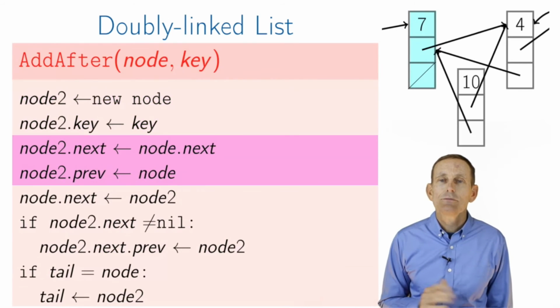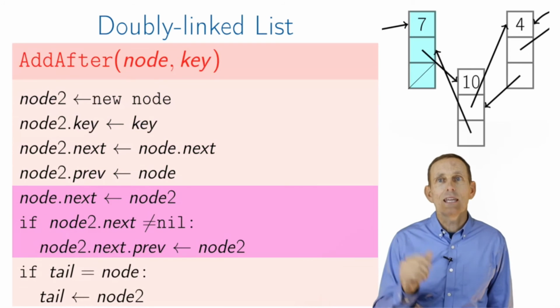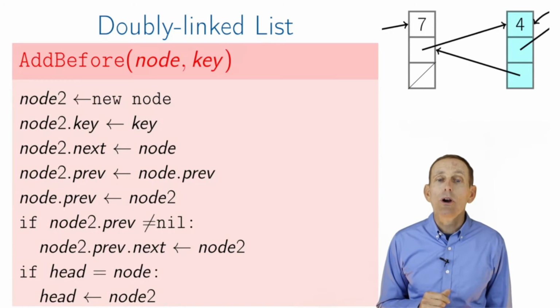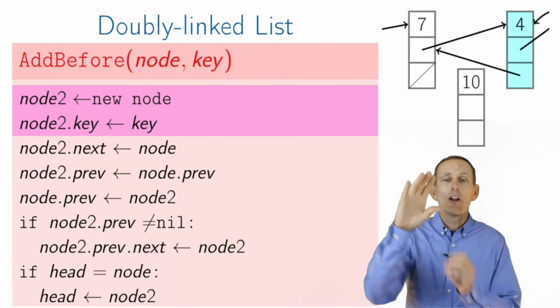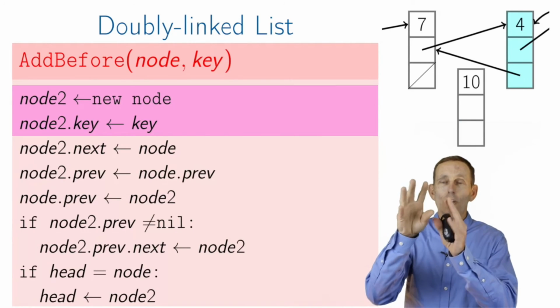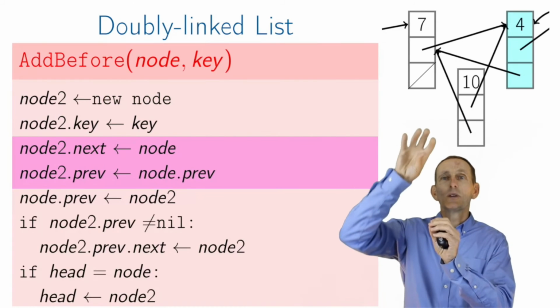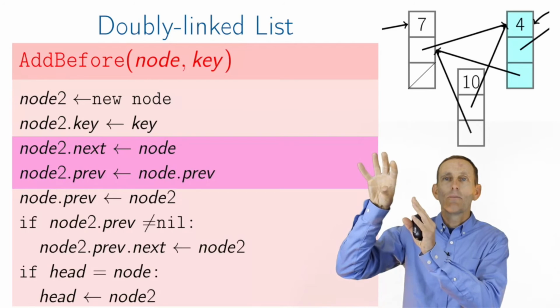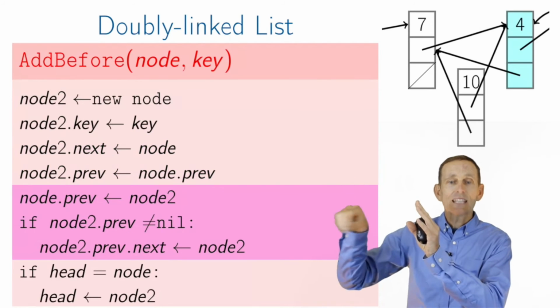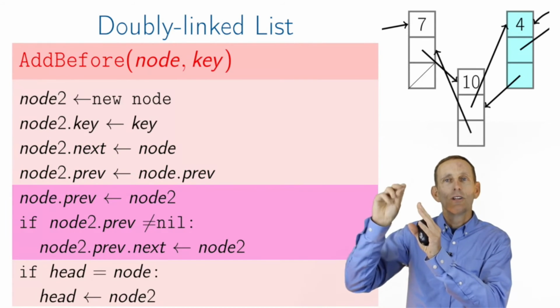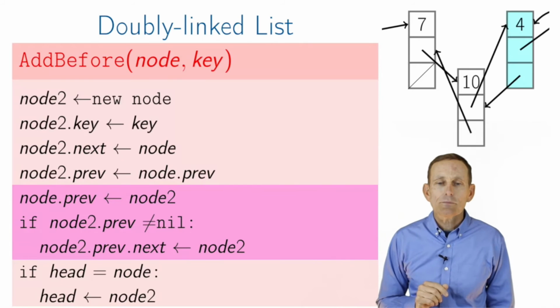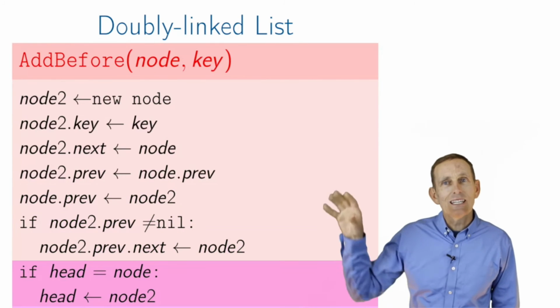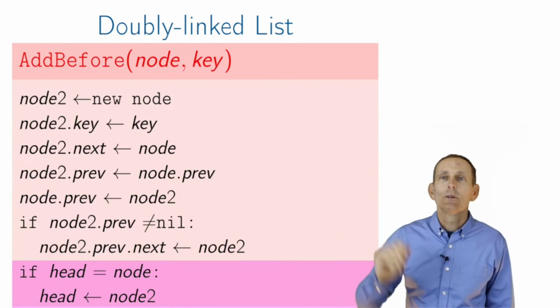Adding after is fairly simple. Again, we just need to maintain the prev pointer. But adding before also now works, in the sense that we can allocate our new node, and its prev pointer will be the prev pointer of the existing node we're adding before. So we splice it in that way, and then we'll update the next pointer of that previous node to point to our new node. And finally, just in case we were adding before the head, we need to update the head.